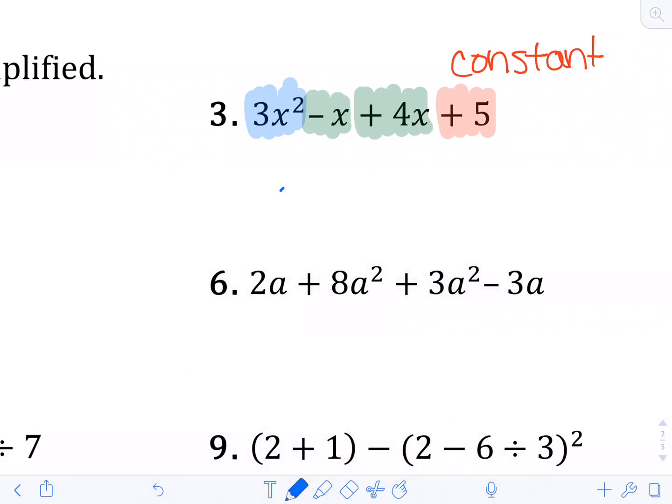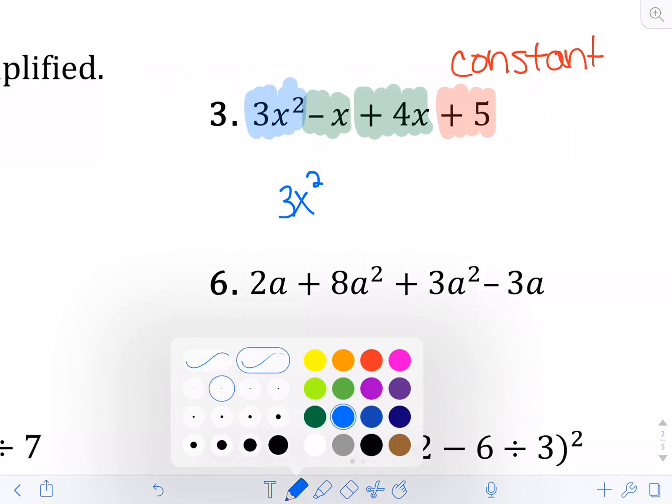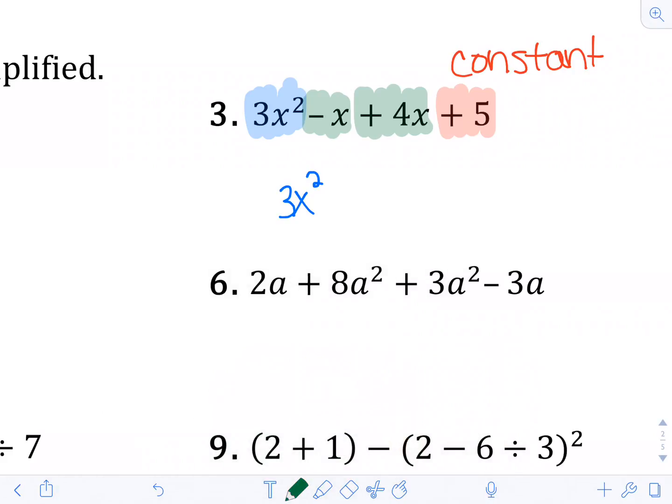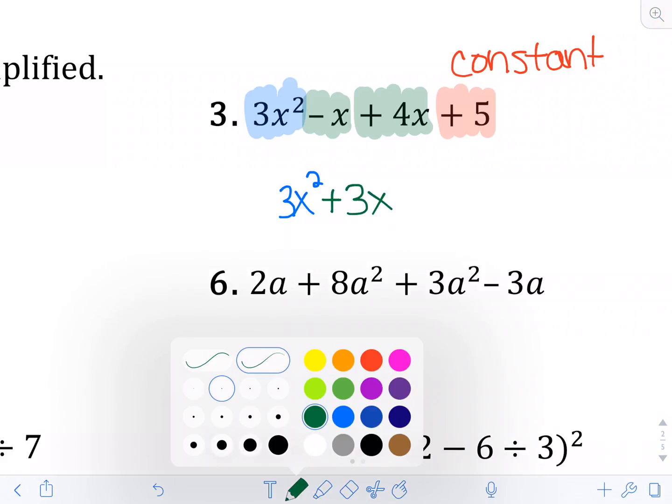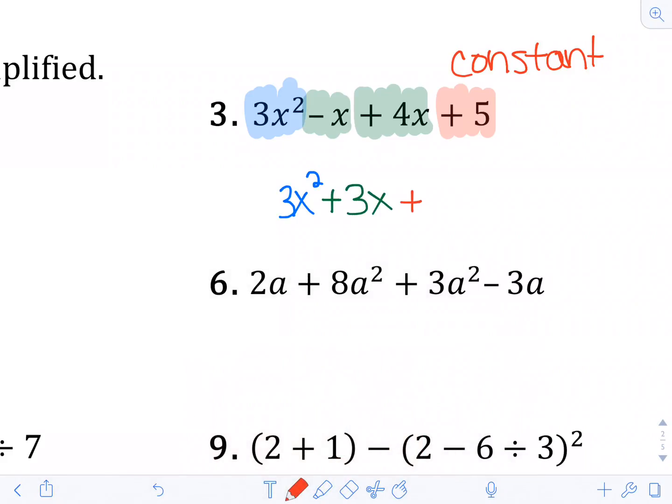So now I have 3x squared. There's nothing else to combine that with, so I'm done with that. And then I have negative x plus 4x. That is the same thing as 4x minus x. So if I take away 1 from 4, I will have 3 x's left over. And then I have this 5 by itself that I just bring on down.